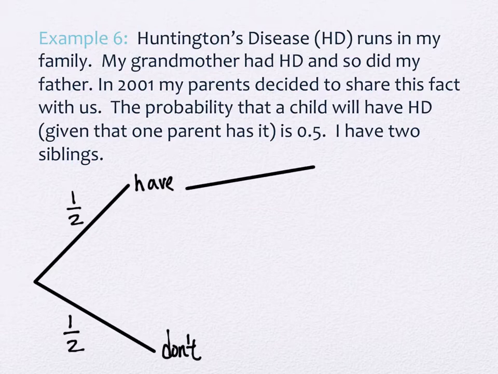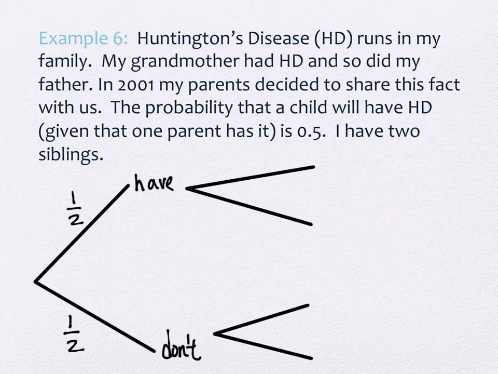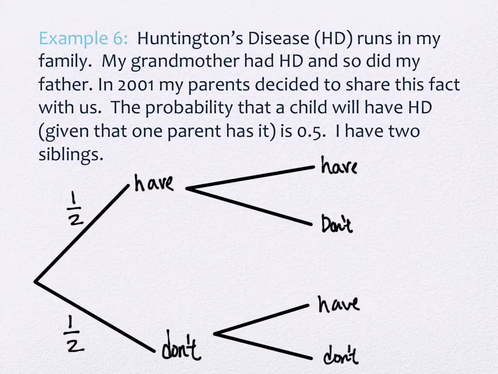My sister is child number 2. So this set of branches is my sister. And she has all the same possibilities, right? She either has it or she doesn't. So have or don't. Have or don't have. And once again, the probabilities along each branch are 1/2. If you want to write them in decimals, you certainly can.